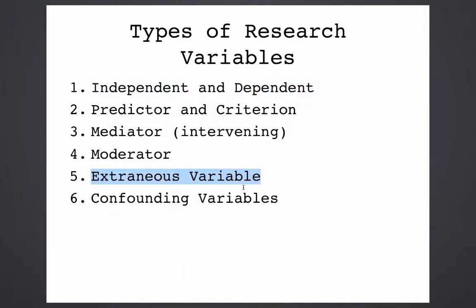Extraneous variables are variables that are just not a part of the theory.